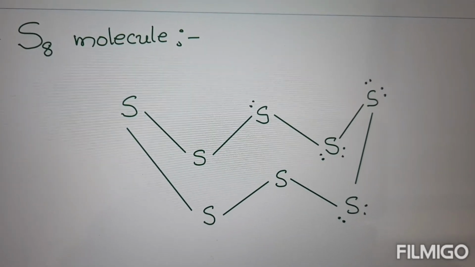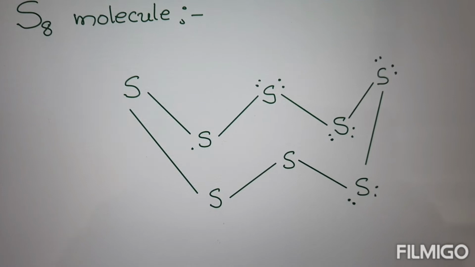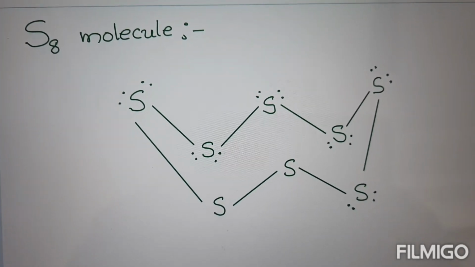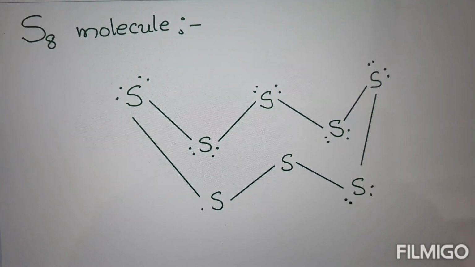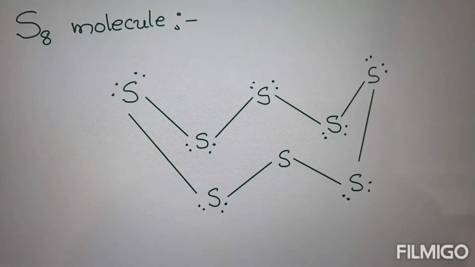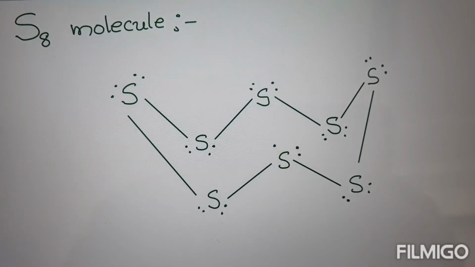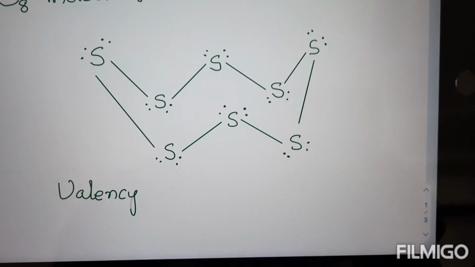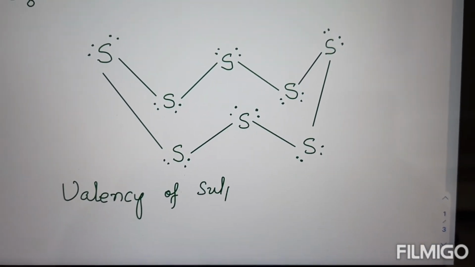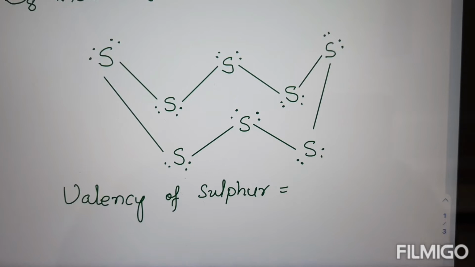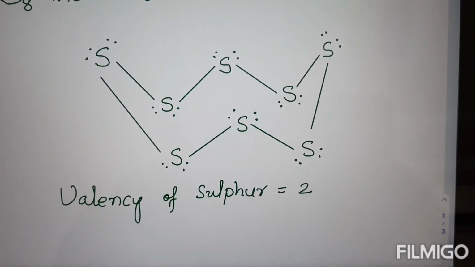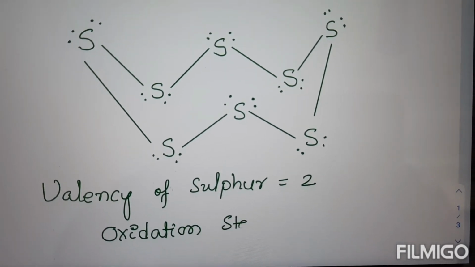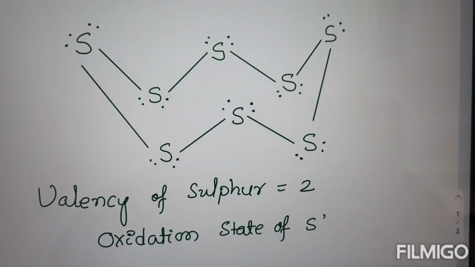So this is the way of representing the S8 molecule. The bond formed between 2 sulfur atoms is a non-polar bond, so the oxidation state is 0. In this molecule, the valency of sulfur is equal to 2, and the oxidation state of sulfur is 0.